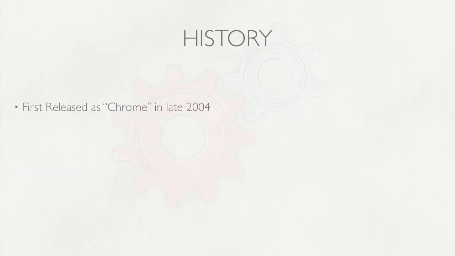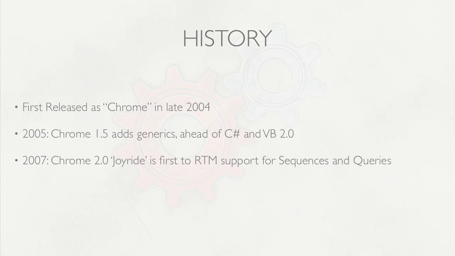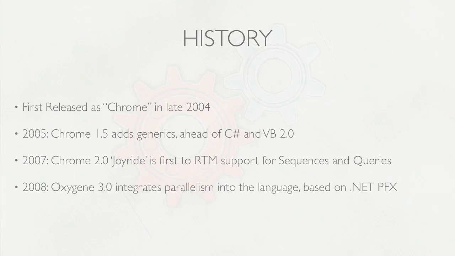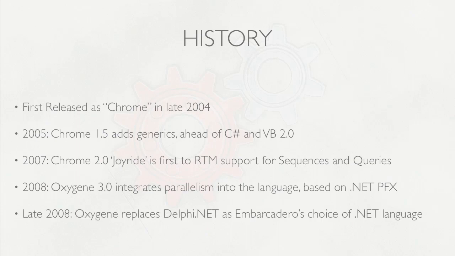Oxygen was first released as Chrome back in late 2004. With the 1.5 release in 2005, Chrome moved ahead of C# and VB in features by adding support for generics. The 2.0 release in 2007 was also known as Joyride, and it continued the tradition by being the first language to support sequences and queries. In 2008, it was renamed Oxygen and added integrated parallelism to the language with the .NET Parallel Framework extensions. And in 2008, Oxygen replaced Delphi.NET as Embarcadero's choice .NET language and now powers Delphi Prism.